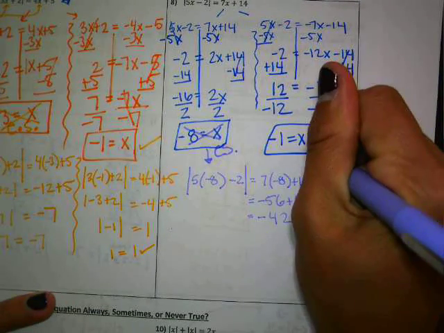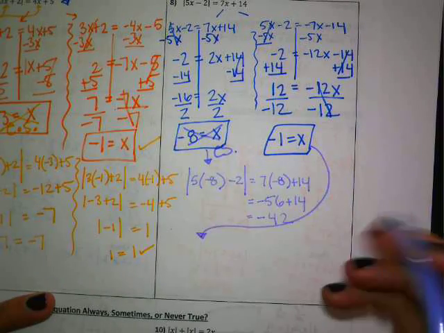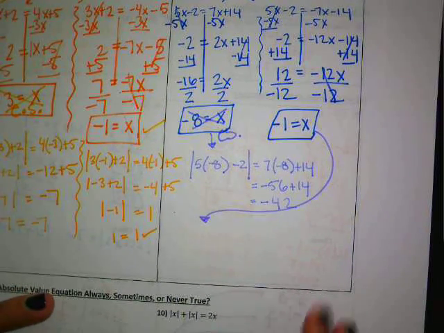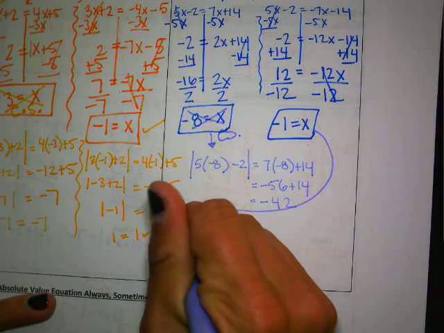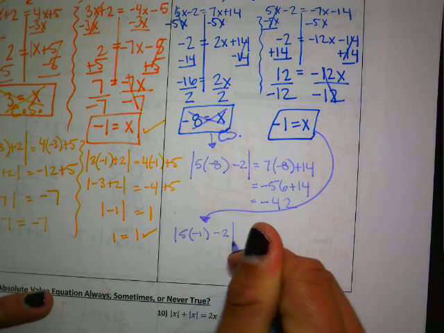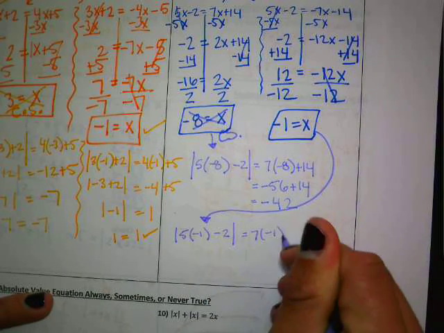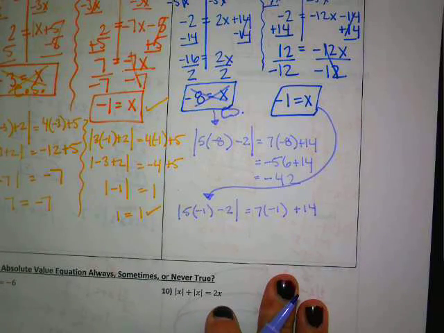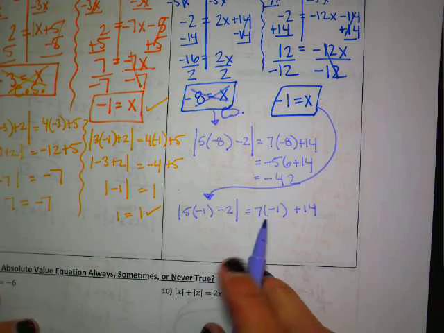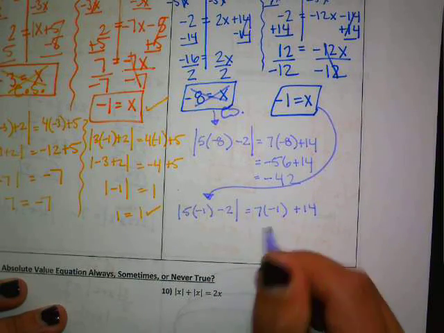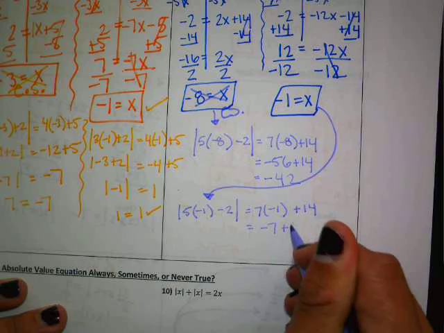I think I did something wrong. Negative 42 and 40. So x does not equal negative 56. Yep. All right, so now I'm going to check negative 1. I'm going to plug negative 1 in. 5 times negative 1 minus 2 equals 7 times negative 1 plus 14. 7 times negative 1, good, and negative 7 plus 14.